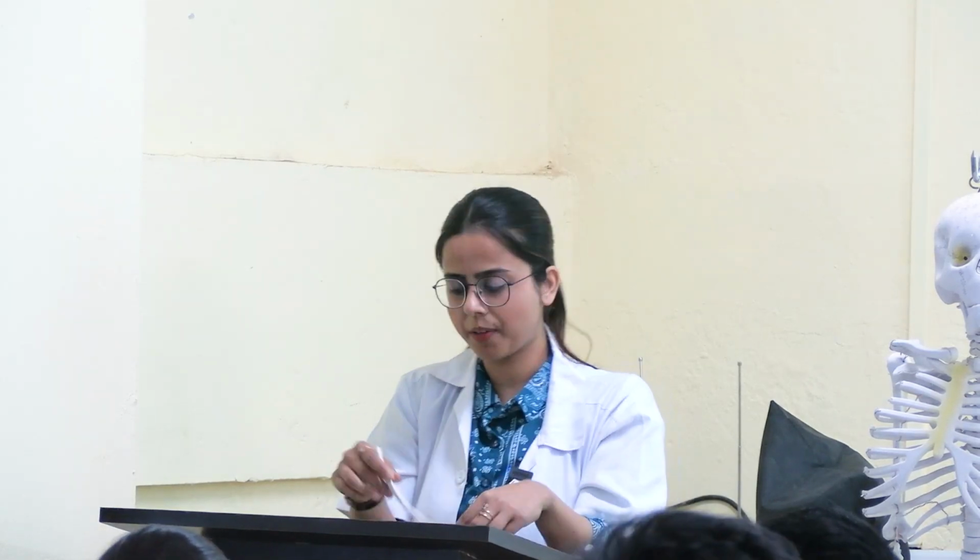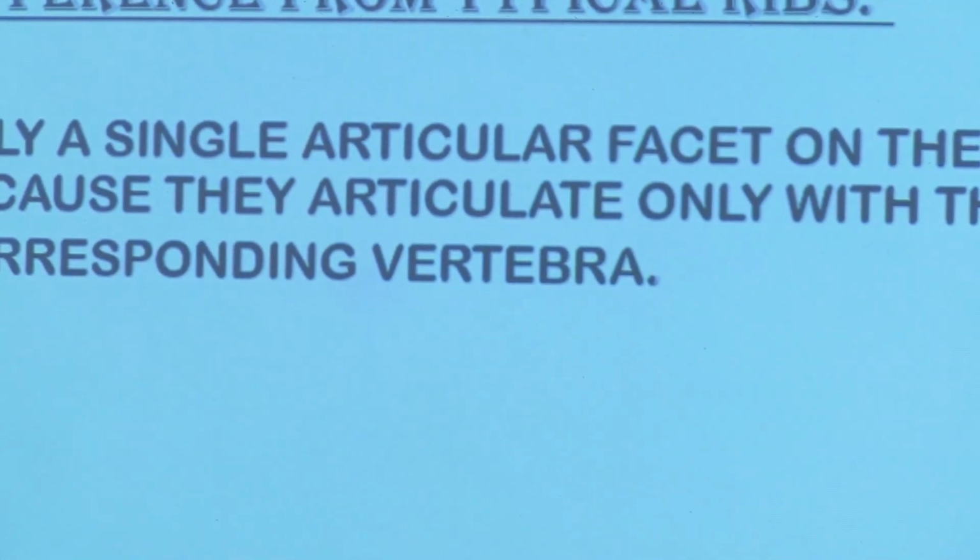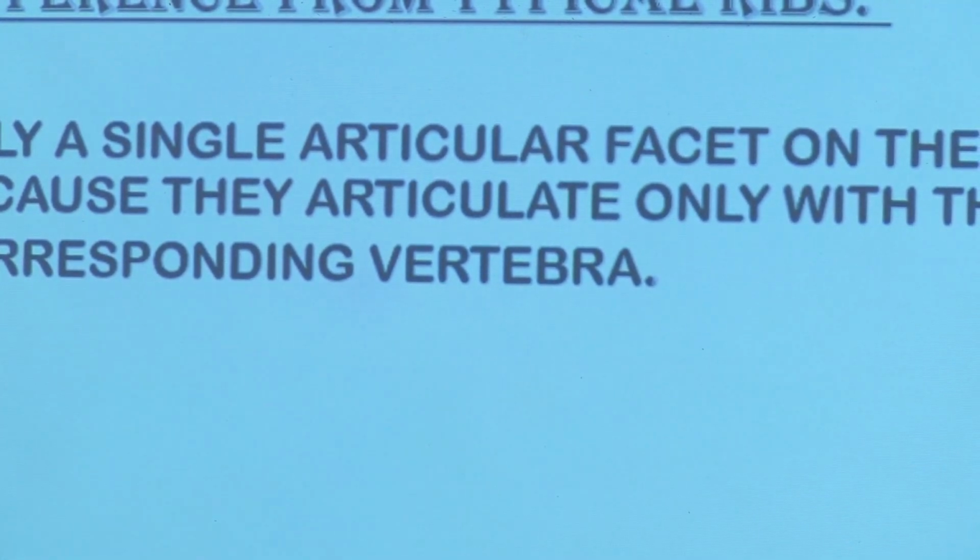11th, what are the differences? Again, it is short. Second, it has one articular surface. No neck, no tubercle. The costal groove is shallow, and the anterior end is pointed. The 12th is also similar, only the costal groove will be completely absent. One articular facet, and the anterior end is similar to that of the typical rib.